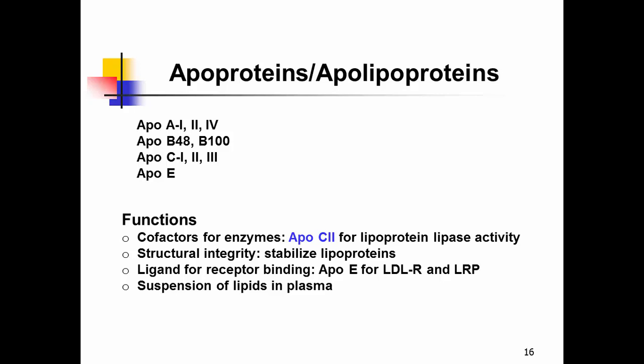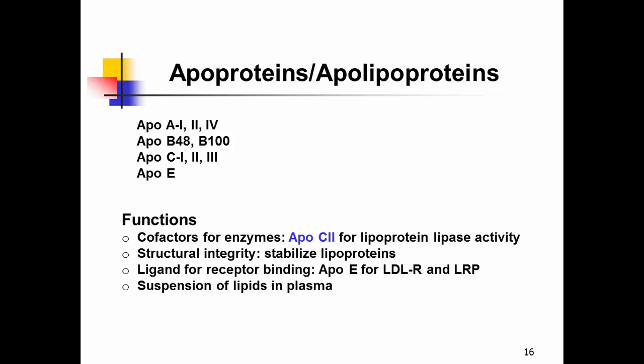So, apoproteins. We have many types of apoproteins: ApoA 1 to 4, ApoB48, ApoB100, ApoC 1 to 3, and ApoE, right? And different types of apoprotein have different functions.